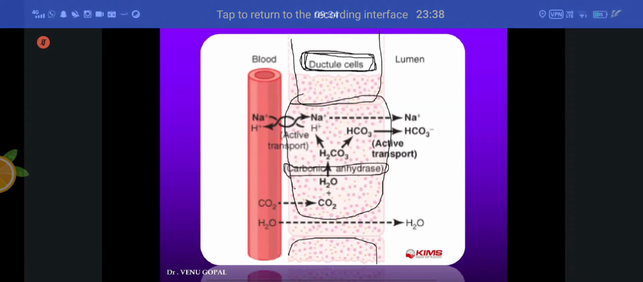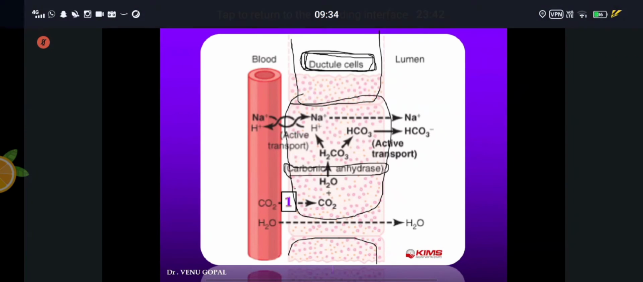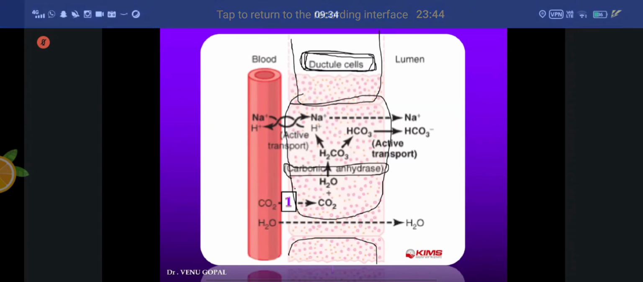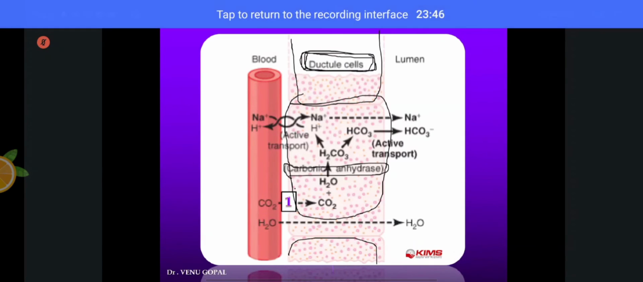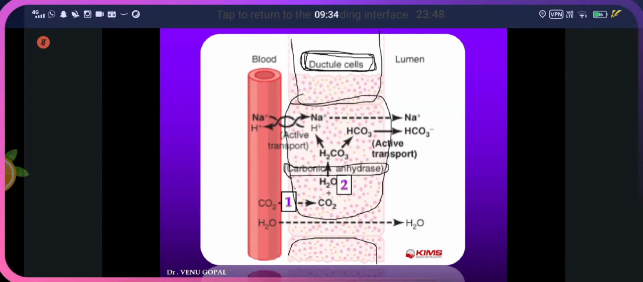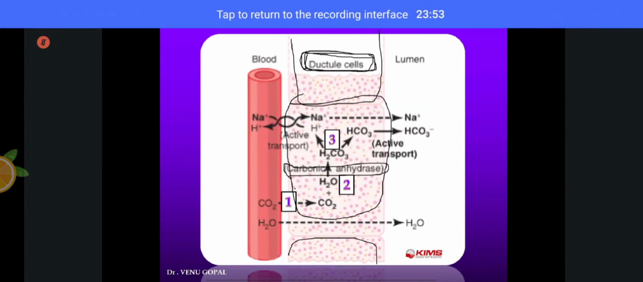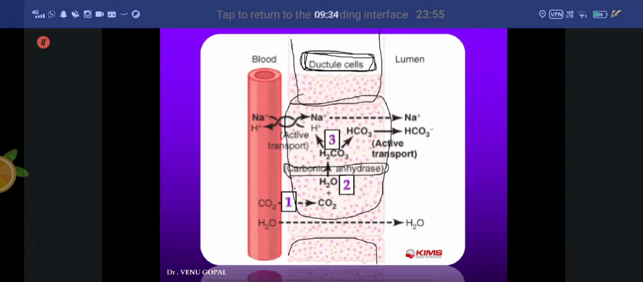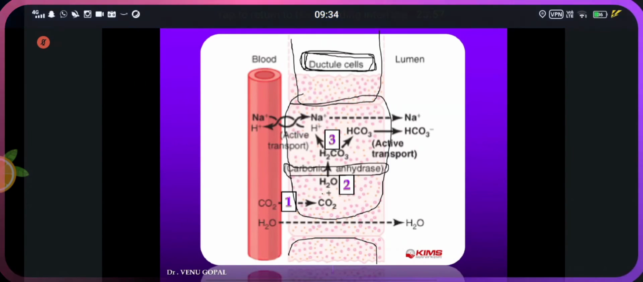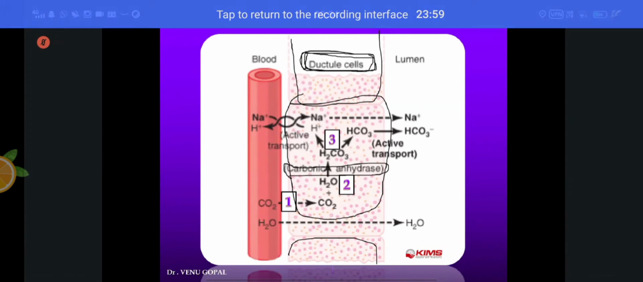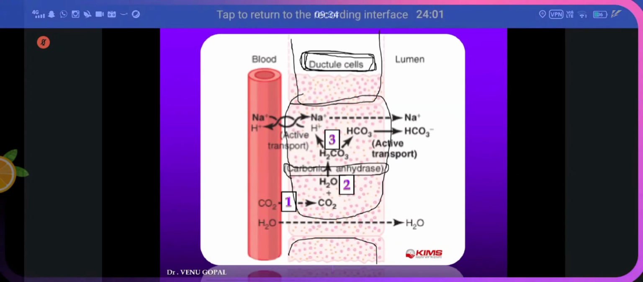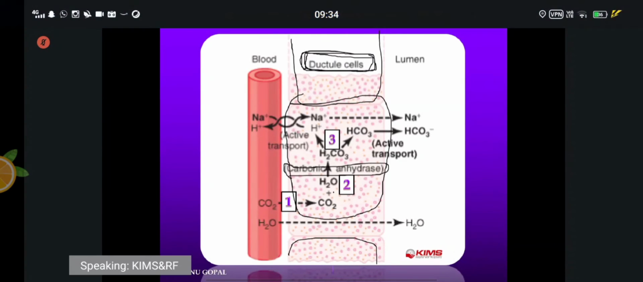So we will start with number one, that is carbon dioxide entering from the blood, or present as a metabolic end product in the ductal epithelial cells. That will combine with H2O in the presence of carbonic anhydrase to form, number 3 is important, bicarbonate and H+. The difference here is the ductal epithelial cell is moving the bicarbonate into the lumen and H+ into the blood. That is exactly opposite to the parietal cell.